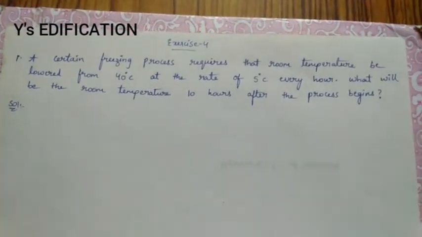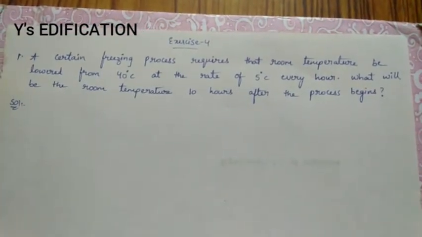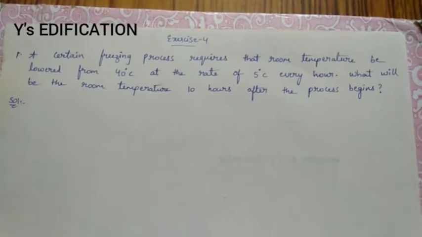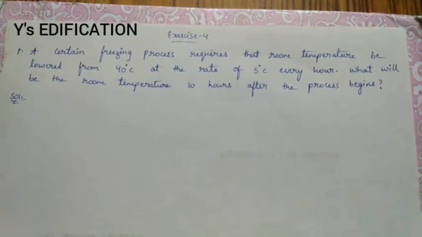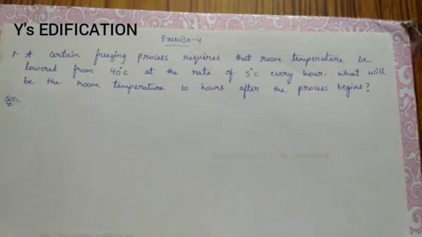A certain freezing process requires that room temperature be lowered from 40 degrees Celsius at the rate of 5 degrees Celsius every hour. What will be the room temperature 10 hours after the process begins?